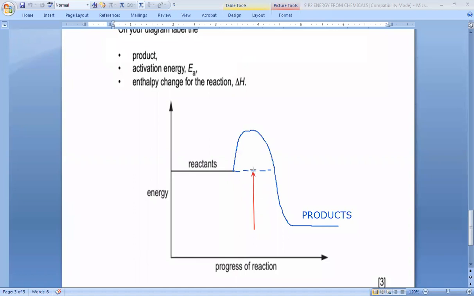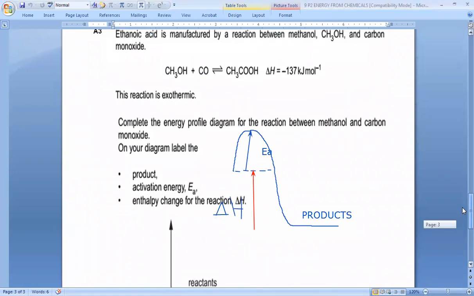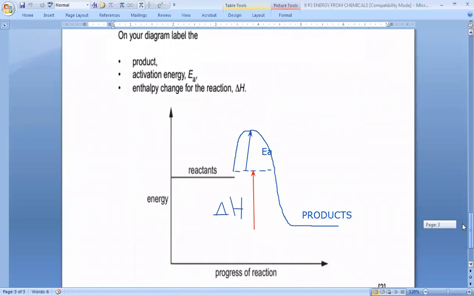From here, this is delta H, while this is activation energy. This is EA, activation energy, and this is delta H. So when the reactants are on the upper side and the products are on the lower side, we know that this is related to the exothermic reaction. Label the diagram in this way.